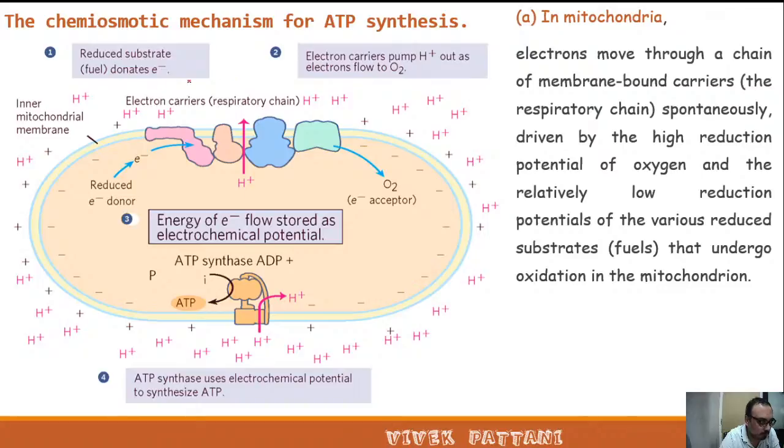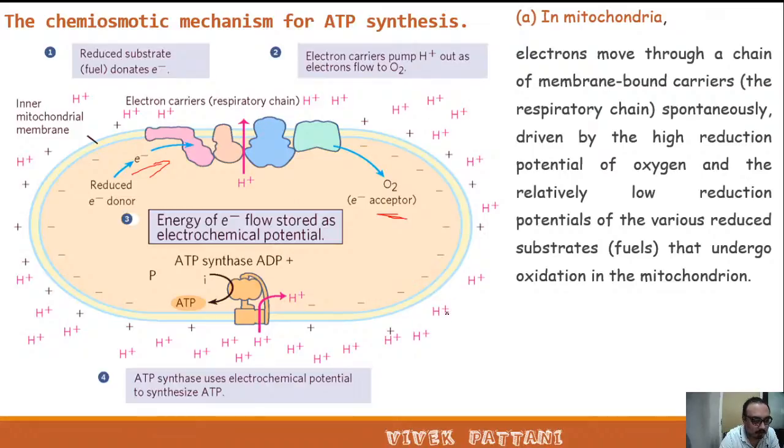So the diagram shown here is a scenario of mitochondrial ATP generation. This one outside of the membrane is the intermembrane space. Electron donors are transferred through various complexes, and the final, or specifically speaking, the terminal electron acceptor, will be oxygen.